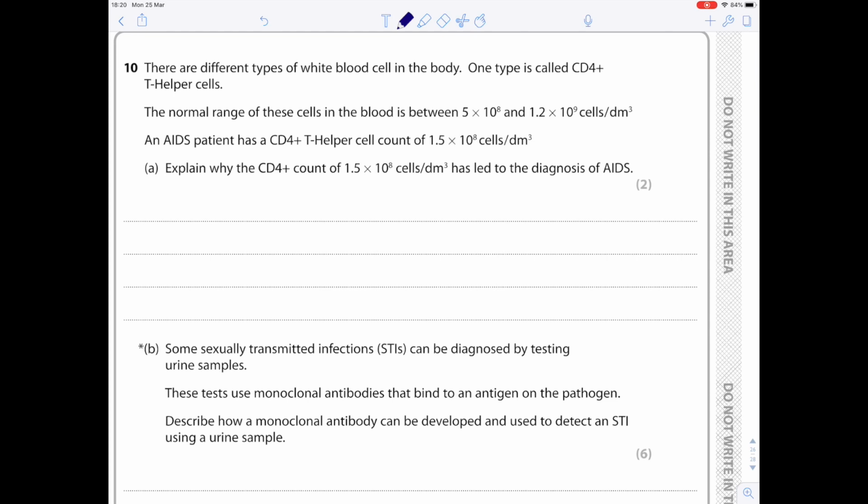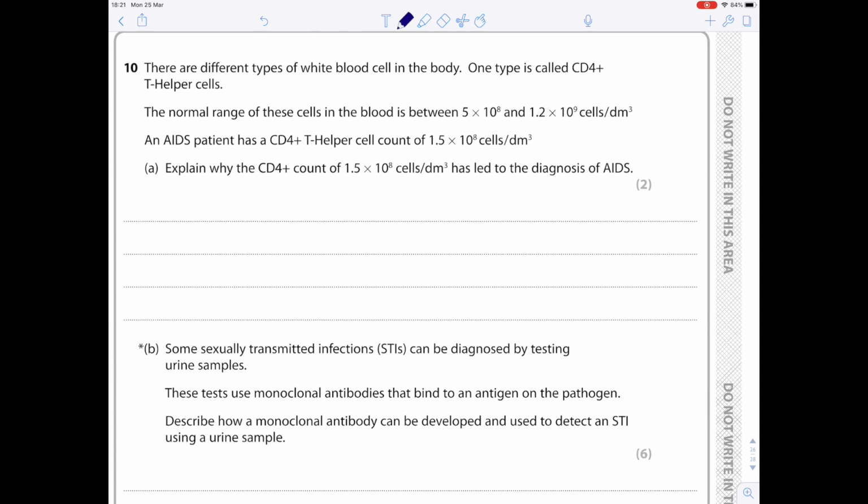Explain why the CD4+ count of 1.5 times 10 to the 8 cells per decimeters cubed has led to the diagnosis of AIDS. Now, AIDS comes from the virus HIV, and HIV attacks white blood cells and actually destroys them. So this has been diagnosed previously by looking at AIDS sufferers' blood. So if you actually get a new person in and have a look at their white blood cell count and see that it is significantly lower, then it could really indicate that someone has AIDS.